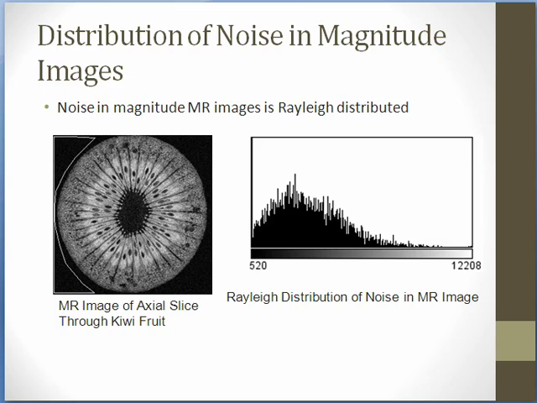Before we get into the signal to noise ratio, which is a very common metric for qualifying images, it's important to know how the noise is distributed in the image. A naive approach to calculating the signal to noise ratio would be to take the average signal and then divide it by the average noise. The reason you cannot do that is because in a magnitude image, the noise is distributed according to the Rayleigh distribution.